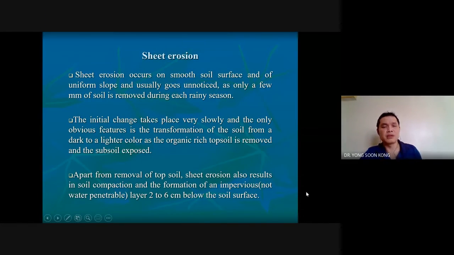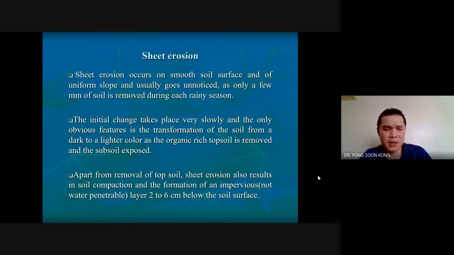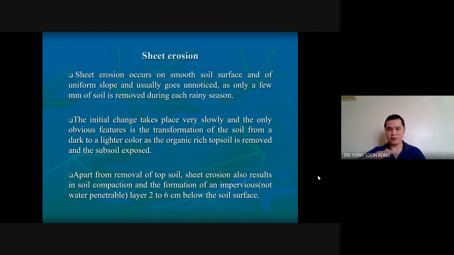impervious, not water permeable layer 2 to 6 centimeter below soil surface. Now, why do you think this happens? Okay, I tell you simple. When you have sheet erosion, usually you have water logging. Water logging means takungan air. You have soil, very flat. Doesn't move too fast, right? Okay, so you have takungan air.